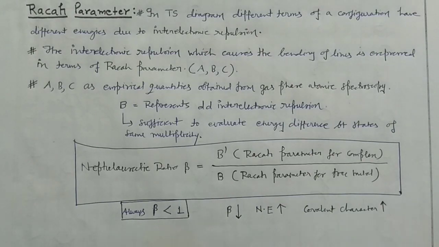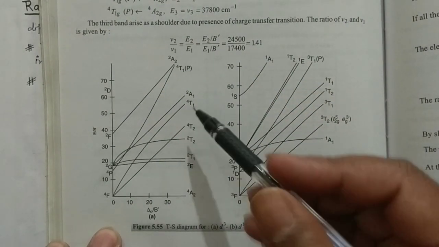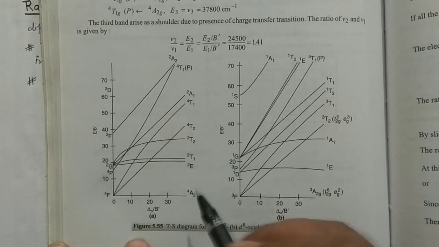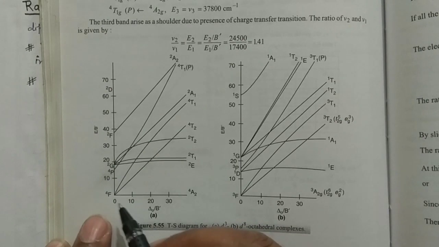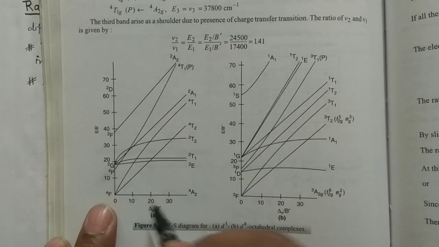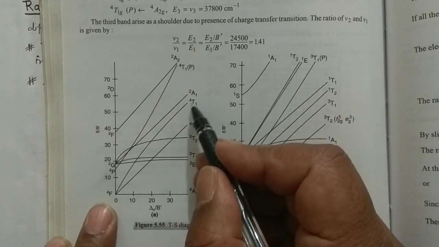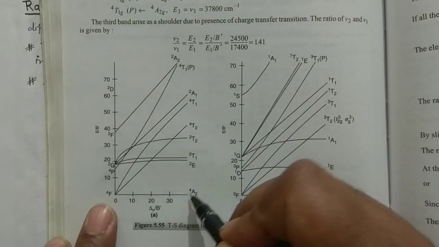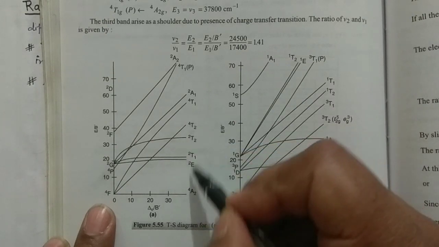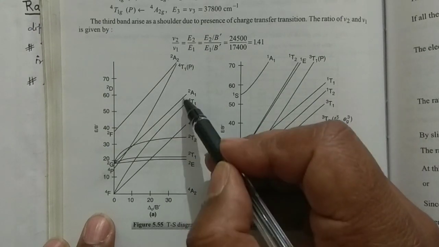For this, you can focus here on the Tanabe Sugano diagram. In the Tanabe Sugano diagram, this is the d3 system, and when you have the d3 system, you obtain the 4F term, and this 4F term will split into 4A2, 4T2, and then 4T1. So these are the three terms. However, other terms are also there, and you can see there is a difference between the lines. This is the energy difference.